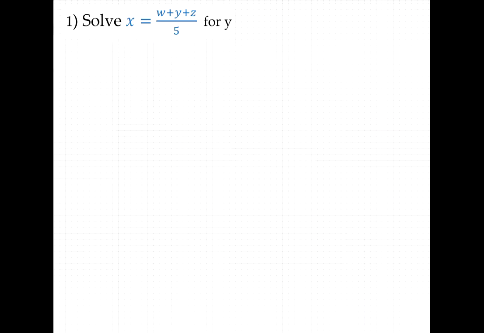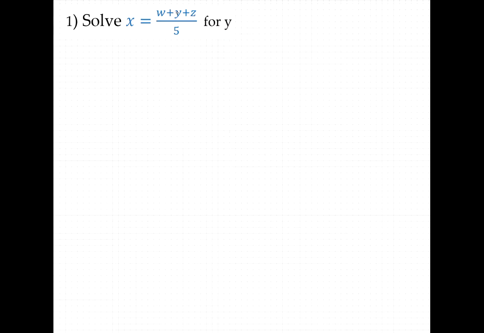In my previous video, I introduced the topic of solving and evaluating formulas. And in this video, I want to extend on that and go through the solving process of a few problems. So, number one, we're given this algebraic formula, x equals w plus y plus z, all divided by 5, and we want to solve for y.